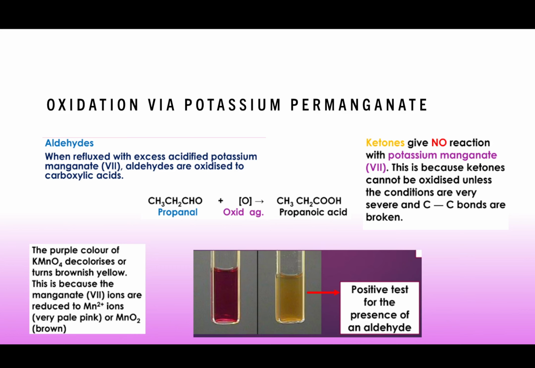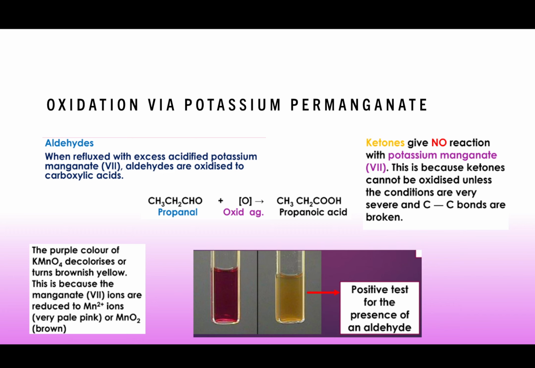Okay. Oxidation via potassium permanganate. Aldehydes, when refluxed with excess acidified potassium permanganate, are oxidized to carboxylic acids. So we have here now the example of propanal in the presence of an oxidizing agent, which in this case could be potassium permanganate, would give us propanoic acid. Ketones give no reaction. Notice that in all of these reactions that we looked at already, aldehydes are always the ones reacting, ketones never react. So ketones give no reaction with potassium permanganate.